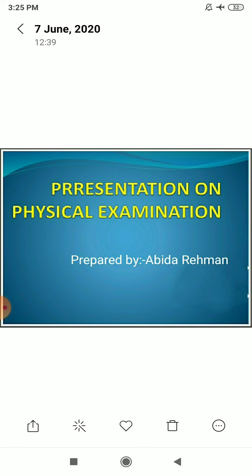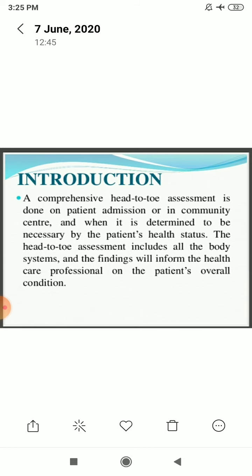Today our topic is physical examination of the patient. So what is the introduction of physical examination of the patient? A comprehensive head-to-toe assessment is done on patient admission or in a community center, and when it is determined to be necessary by the patient's health status.